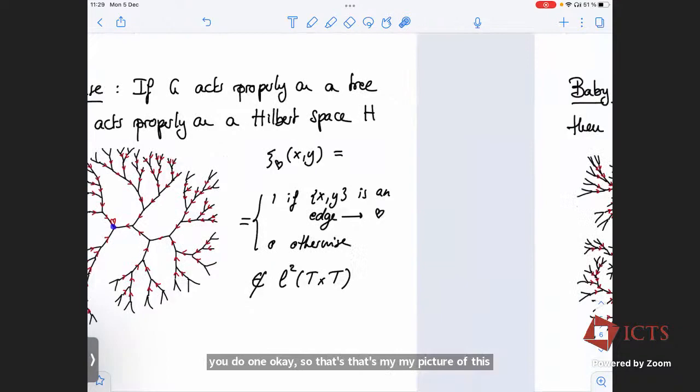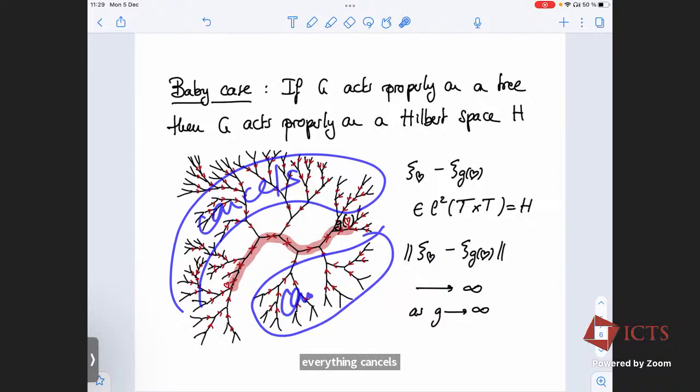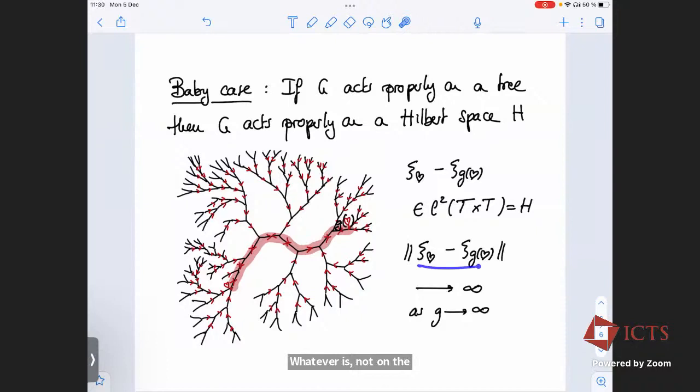And it's always pointing to the base point. And so if you move the base point, so here I move the base point here, and I do this one that points to the base point, and I subtract the one that points to the moved base point, then it starts to belong to L2, because here everything cancels. And again, whatever is not on the geodesic cancels. The only place where those two maps differ is on the geodesic between my base point and the image of the base point. And when g goes to infinity, if the action is proper, then this interval, the length will go to infinity. So the norm of this thing will go to infinity. And this is how you get your proper action.